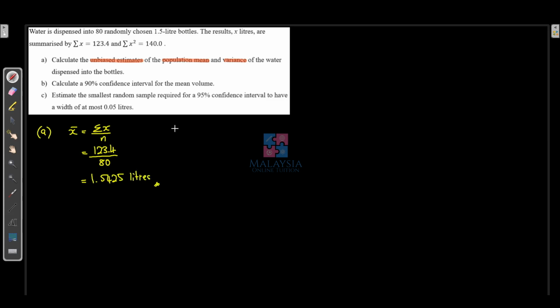Okay, done. And then for the next part, which is the unbiased estimate of the population variance, which is S squared, the formula is 1 over N minus 1 and then open big bracket, summation of X squared minus summation of X over N, you square the value, and then you close the big bracket. So replace everything. We have 1 over 79, open big bracket, 140.0 minus, open small bracket, 123.4 divided by 80 and then squared, close the big bracket.